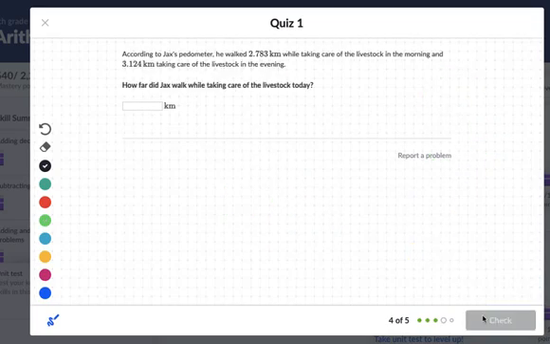Here's our last problem. According to Jax's pedometer, so that's kind of like a Fitbit. Pedometer is measuring how far you walk. He walked 2.783 kilometers while he was taking care of the livestock in the morning, and 3.124 kilometers taking care of the livestock in the evening. How far did Jax walk while taking care of the livestock today? Go ahead and pause the video and try it on your own first.